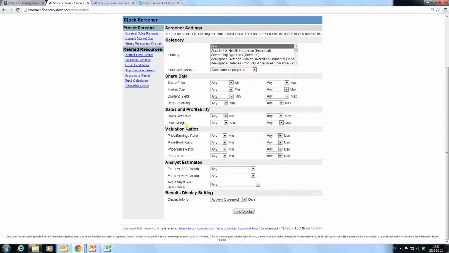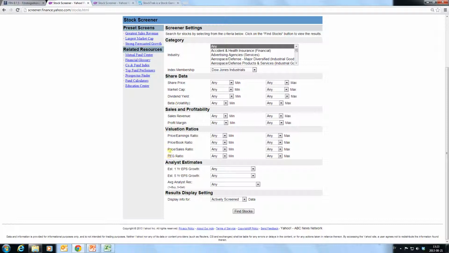I can also look at some sales and profitability values, but the ones I'm going to focus on now is the valuation ratios, because I don't really know that much about companies in the US. So what I could do is I could use some of these: the price-earnings ratio, the price-to-book ratio, the price-to-sales ratio, or the PEG ratio.